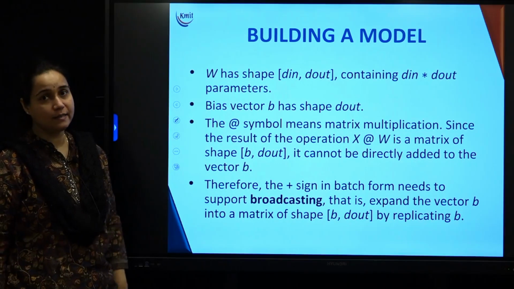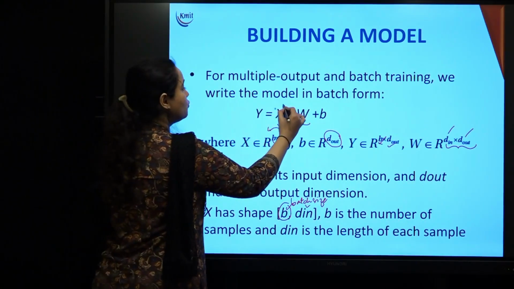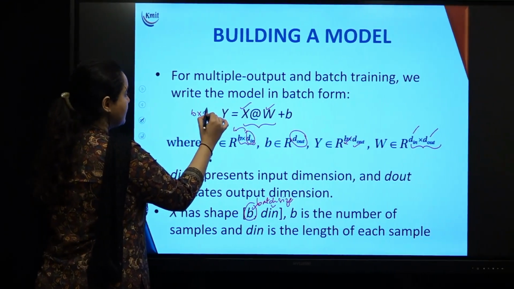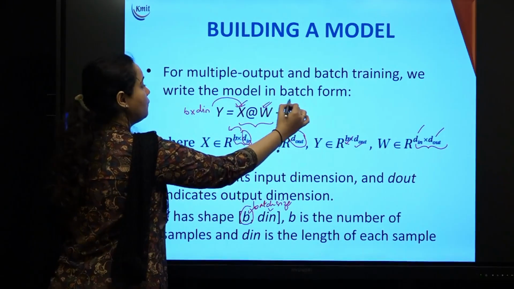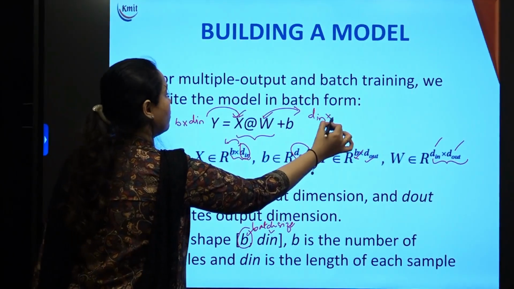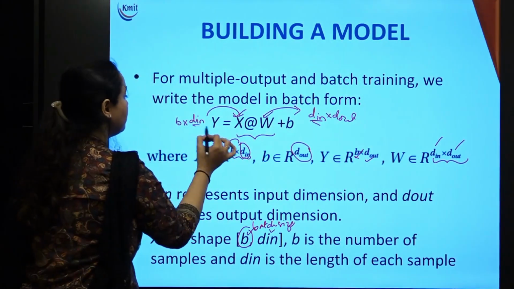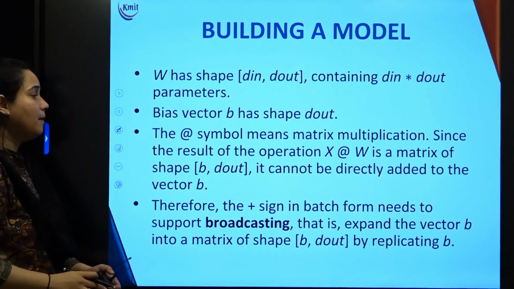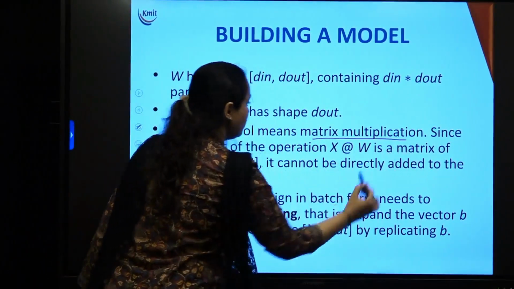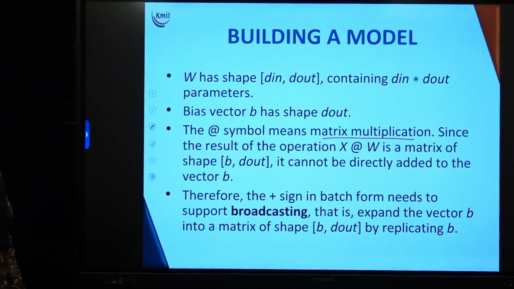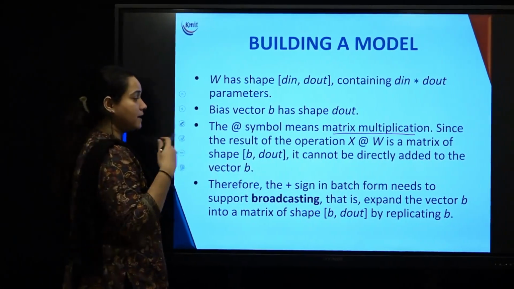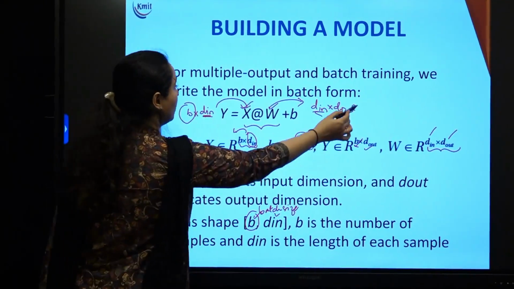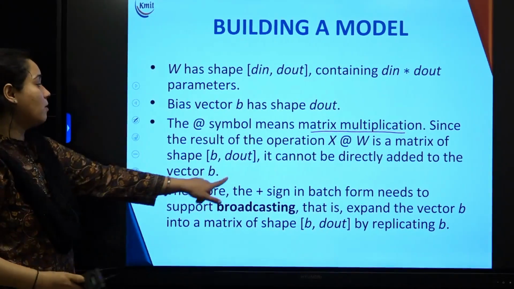Now, what is this at symbol? If I just go back, these two are nothing but matrices, right? X is of the shape b comma d_in, and the W matrix is of the shape d_in comma d_out. You make sure that these match so that you can take a product of them. So, this at symbol here is nothing but matrix multiplication. Since the result of x at w is again a matrix, what should be the shape of this product? It will be b comma d_out.